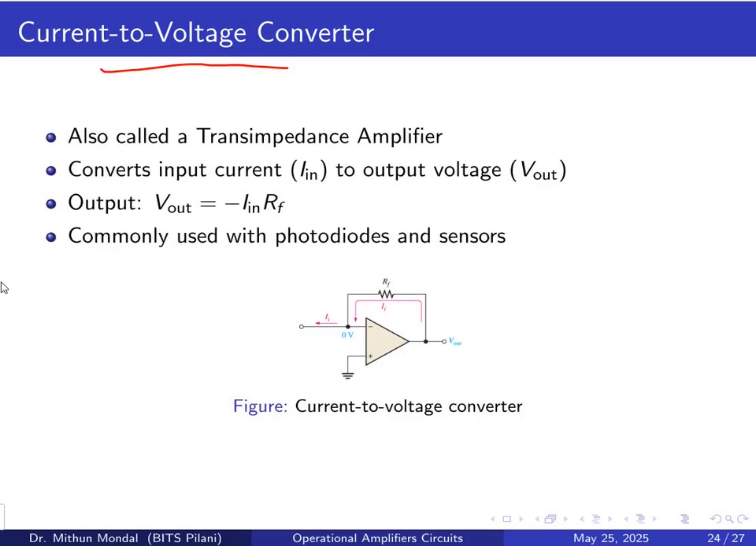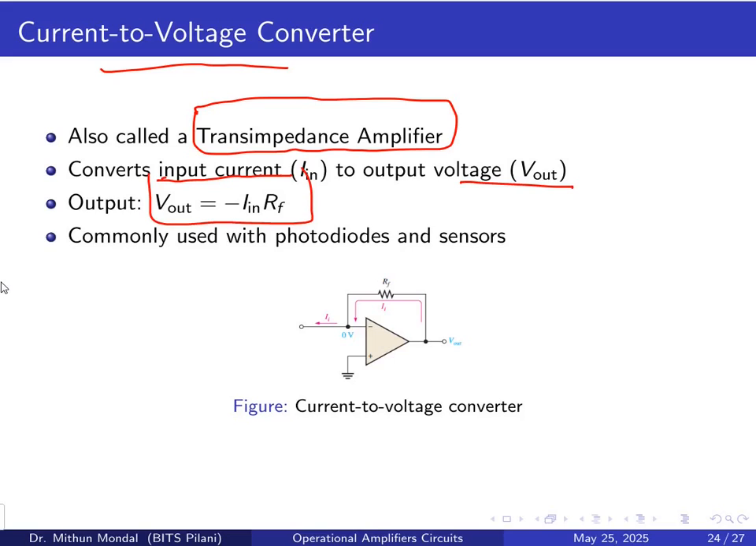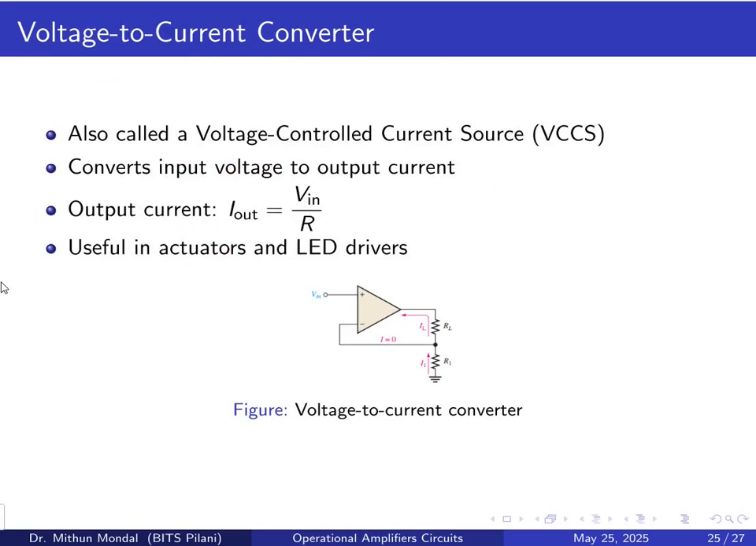Other circuit, current to voltage converter, it is known as transimpedance amplifier. So this again is known as transimpedance amplifier, which is a current to voltage converter. So as the name suggests, it converts the input current to the output voltage. So the output voltage what you get is minus of I in times RF. The negative is again the phase inversion. So it is connected with the negative terminal and commonly used with photodiodes and sensors. So this is the current to voltage converter, operational amplifier circuit.